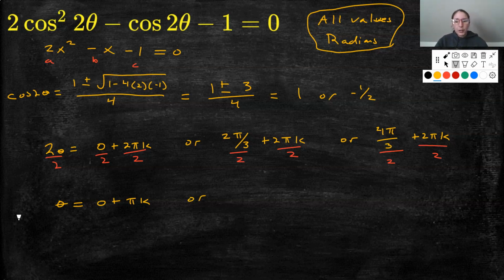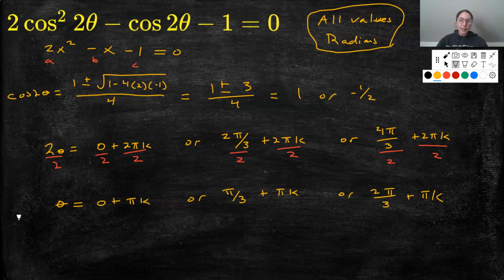Or 2 pi over 3 divided by 2 is going to be pi over 3. And you can hit this again with dividing by a fraction the same as multiplying by its reciprocal. So that would give you 2 pi over 6. Reduced, that would be pi over 3. Plus 2 pi k divided by 2 again, pi k. Or 4 pi over 3, if I'm cutting that in half, that'd be 2 pi over 3 plus pi k. And now we are done.